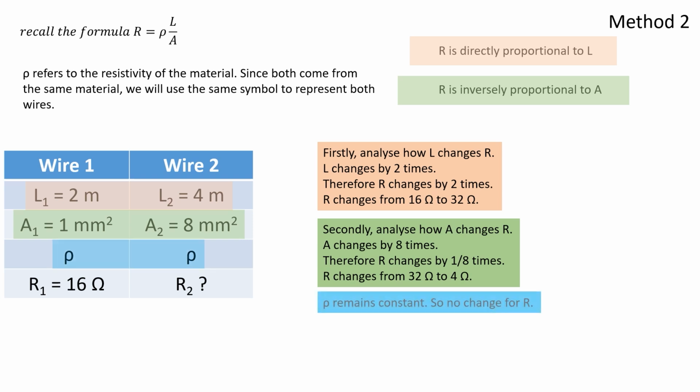Finally, we consider resistivity. Since the material remains the same, resistivity does not change and has no effect on resistance. Thus, the resistance of wire 2 is 4 ohms. To conclude, both methods yield the same result. You can choose whichever method you find more comfortable.